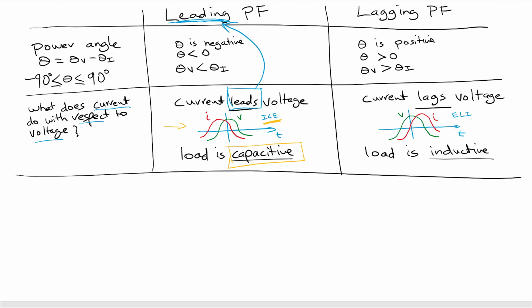Now, when we look at the lagging power factor, we see that the current lags the voltage. That is where the term lagging power factor comes from. Now we have the graph here showing that the current is lagging the voltage, and we have our little memory aid, ELI: voltage leads current in an inductor, and of course this case represents an inductive load. Then there are some special cases.